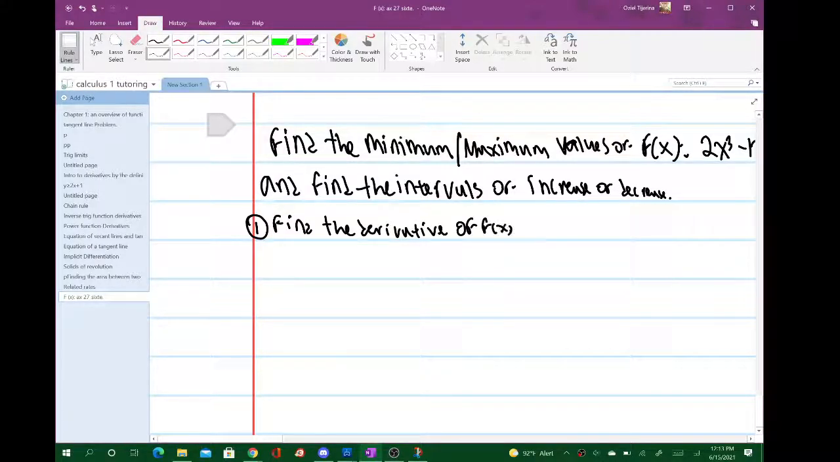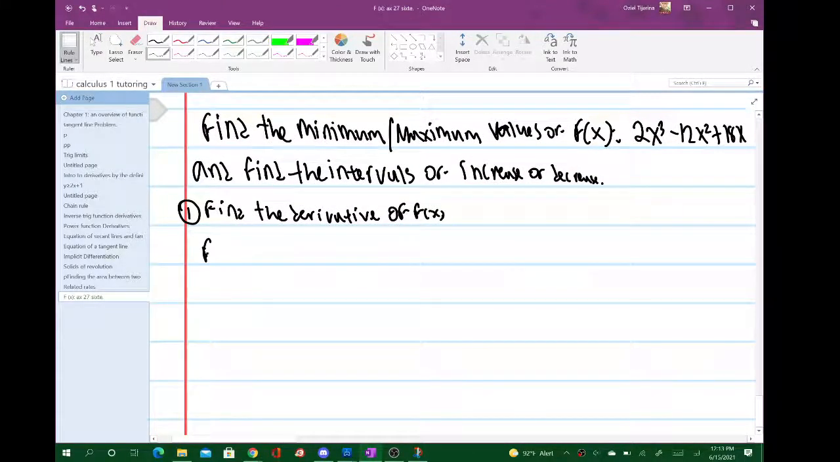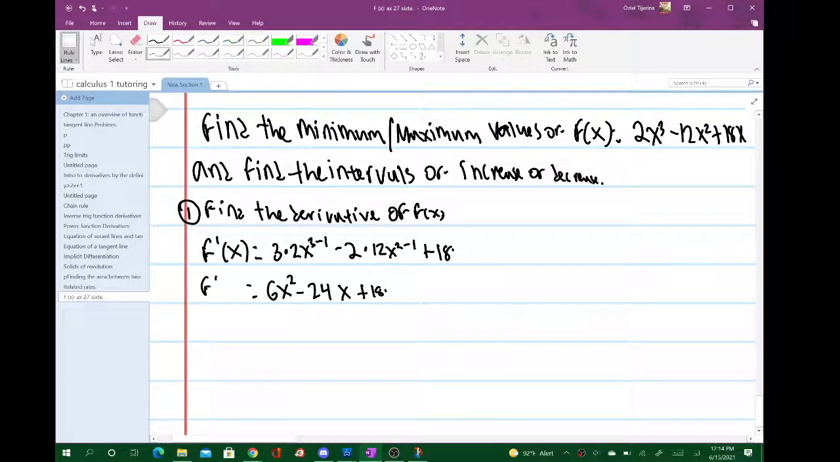of f of x. So the way that we do this is f prime of x. We're going to say, so remember, it's 3 times 2x to the 3 minus 1 power minus 2 times 12x to the 2 minus 1 power plus, and then the derivative of 18x, or the slope of 18x, is just 18, right? So then the derivative is going to be 6x squared minus 24x plus 18. This is f prime of x.